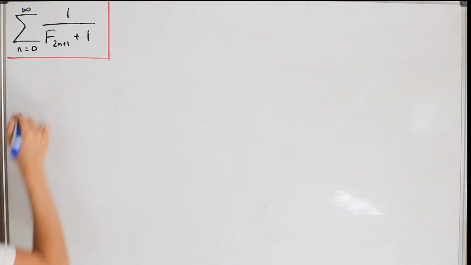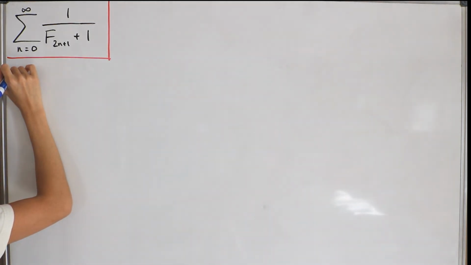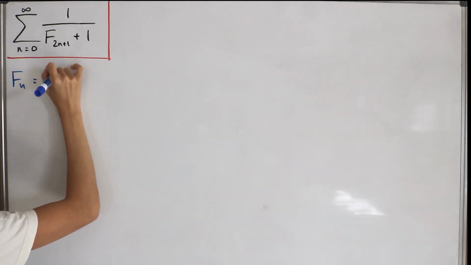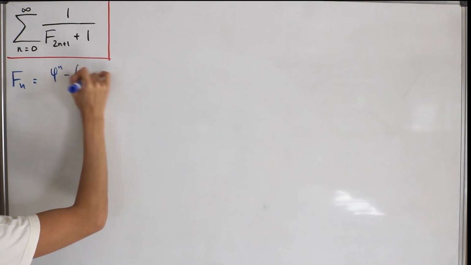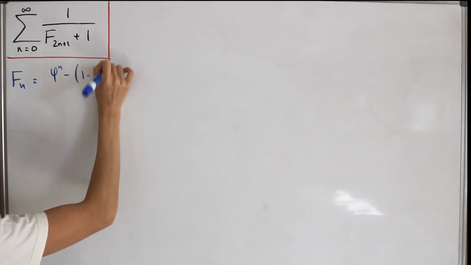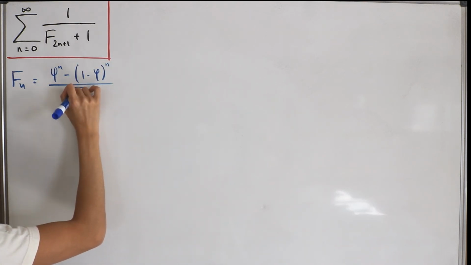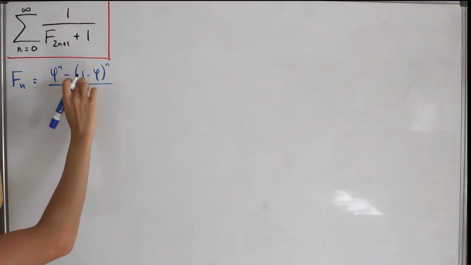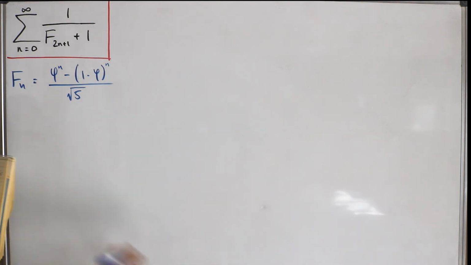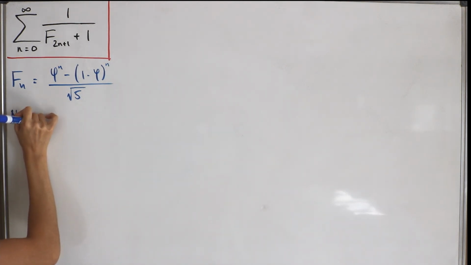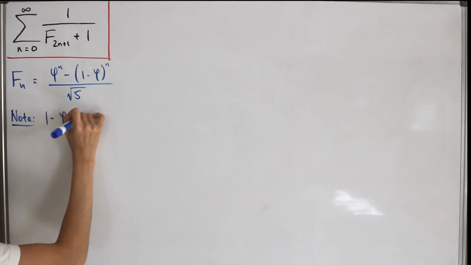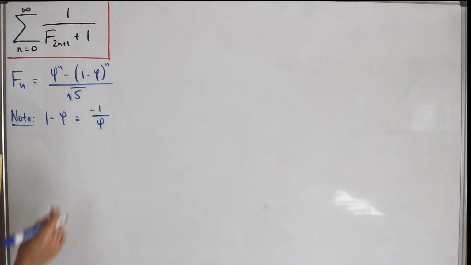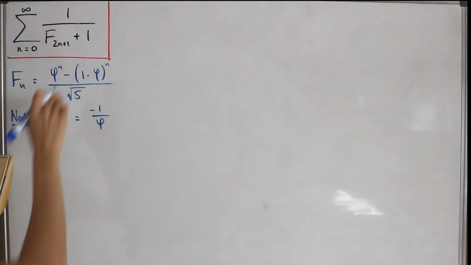So to recall, Binet's formula says the nth Fibonacci number is equal to, in terms of the golden ratio number, phi to the power n, subtract (1 minus phi) to the power n, all divided by the square root of 5. To make things a little bit easier, we're going to replace our 1 minus phi with a different identity. Note that 1 minus phi is equivalent to -1 divided by phi, the negative reciprocal of the golden ratio number. So that will be substituted back here.